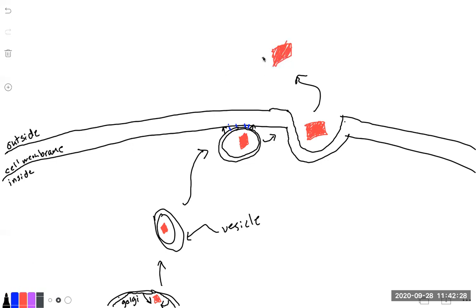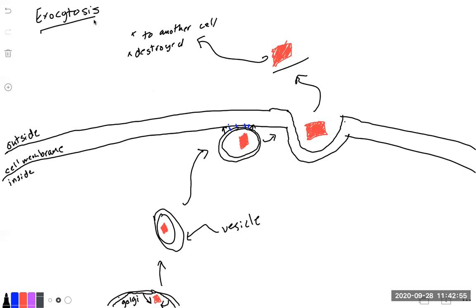And at the extracellular matrix, this could go to another cell. It could also be destroyed. There are plenty of fates for this substance. But the big picture is that we want it to exit the cell, and the process for that is exocytosis.